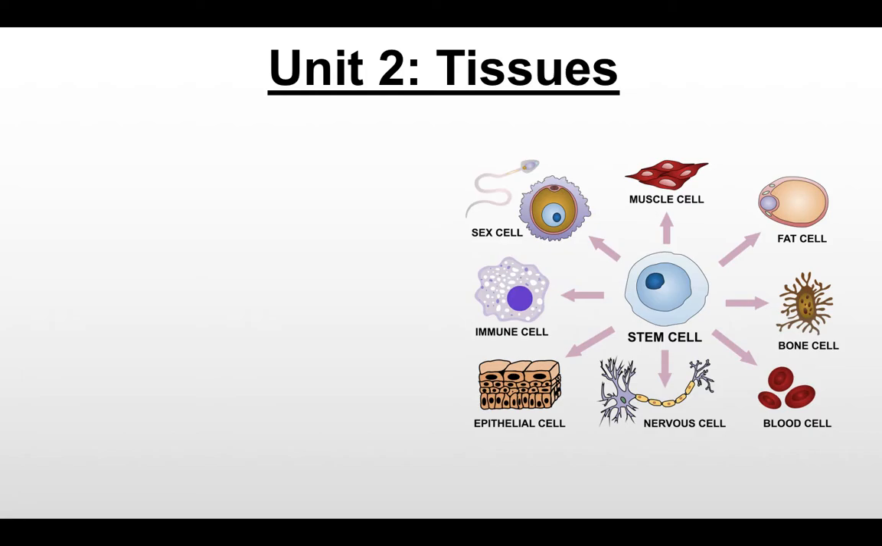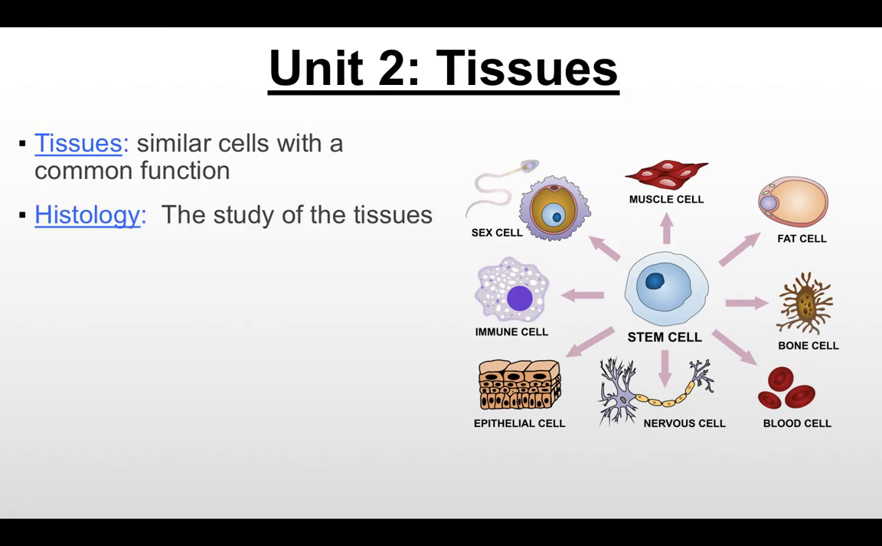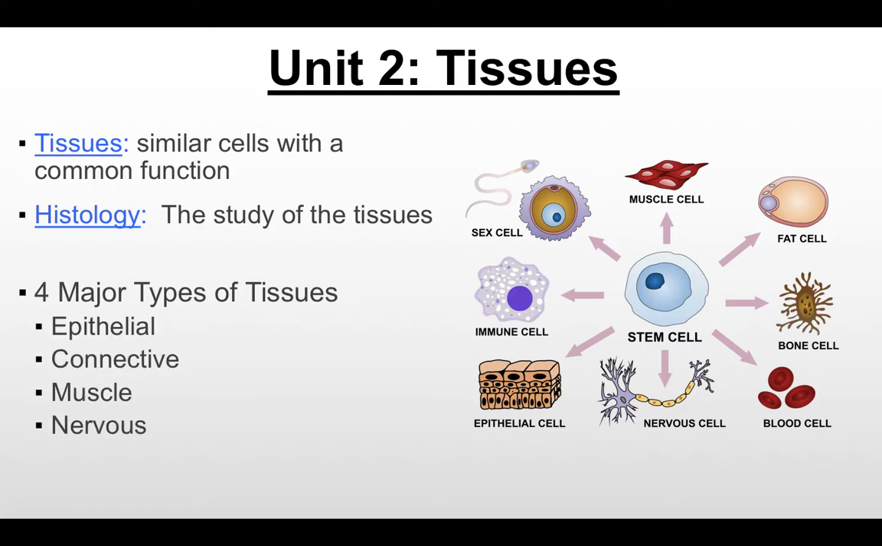So in Unit 2, we're talking all about different types of tissues. So we're discussing similar cells that share a function. We're doing histology in the lab, where we're also identifying these tissue types under the microscope. And we said that there are 4 major types of tissues: epithelial, connective, muscle, and nerve. Last video, we discussed all the different types of linings and epithelial tissues that exist.